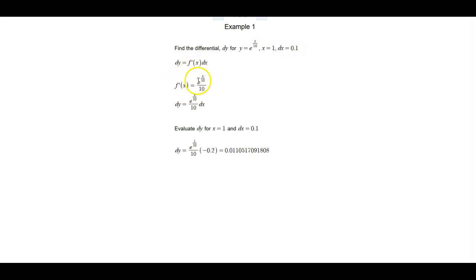So we find the derivative of f of x, and we find that the differential dy is e to the x over 10 times dx. Now we evaluate dy when x is 1 and dx is 0.1, and I get this value of 0.01 basically. This was the entire value from Desmos, but practically speaking it's 0.01. What this is telling me is, for this function e to the x over 10, near x equals 1, when the x value changes by 1/10, this is what the function value changes by.